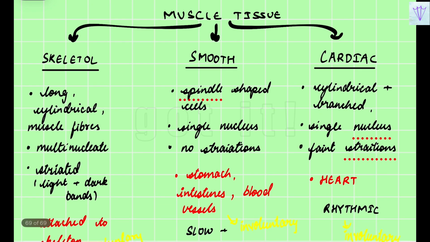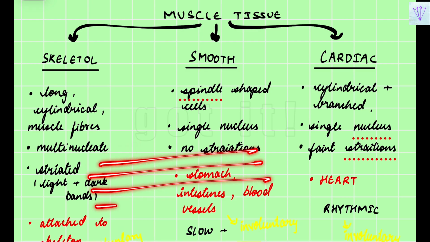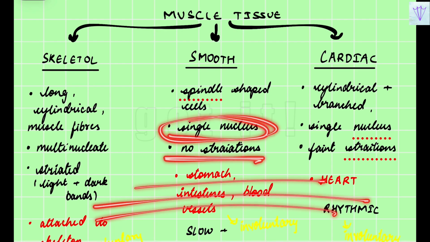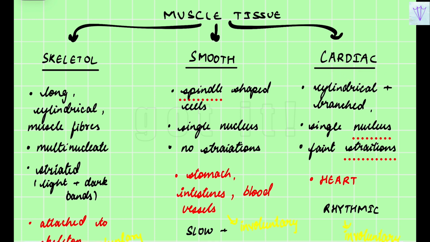Skeletal muscle has long cylindrical muscle fibers. They have multiple nuclei, and they're striated, in the sense that you will see visible light and dark bands on these muscles. Smooth muscles are spindle-shaped cells. They have a single nucleus, and there will be no light or dark bands on them. Cardiac muscle is cylindrical and branched, and it is formed of a single nucleus. It will have faint striations.